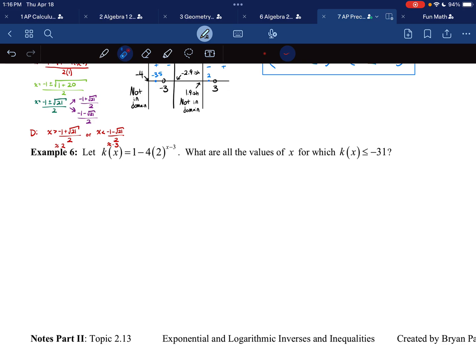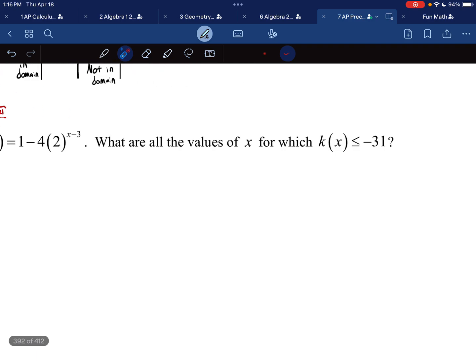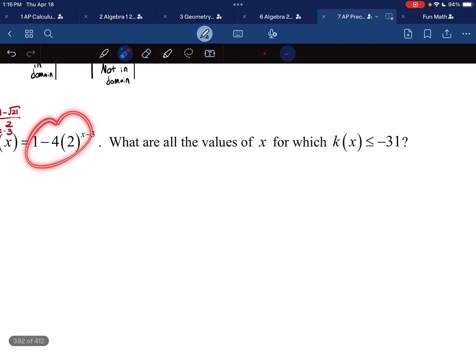All right, example 6 is a much, much easier problem than example 5, and we're going to be done with this problem. We're just trying to find where this function right here is less than or equal to, and that might cause us to get the wrong answer. We haven't seen that yet in the notes. Less than or equal to negative 31.